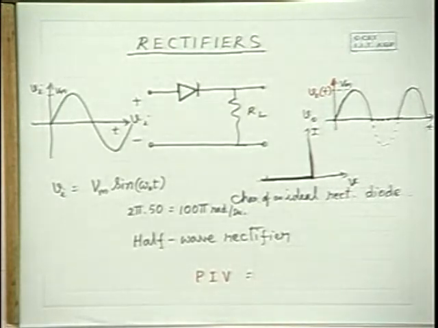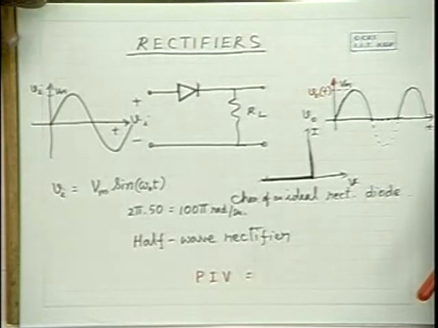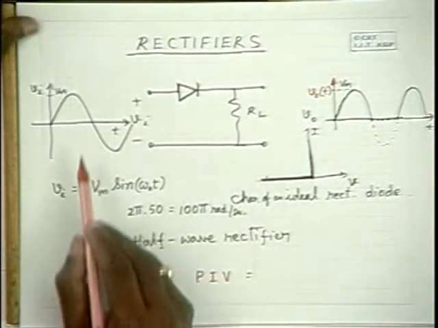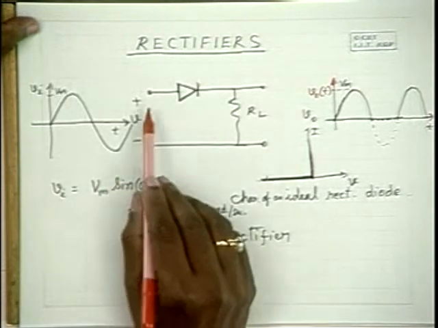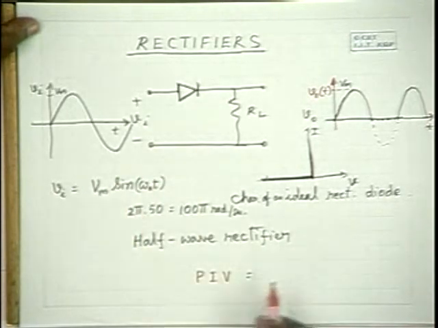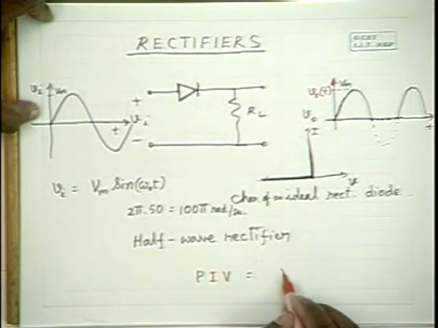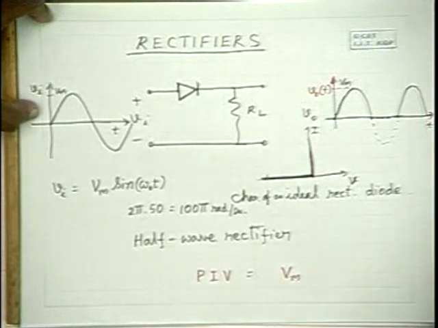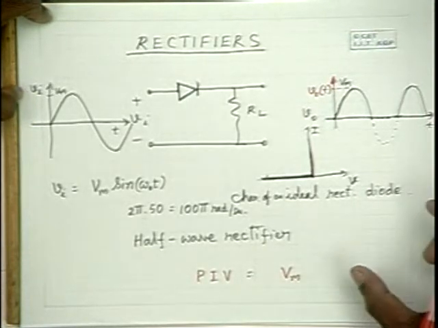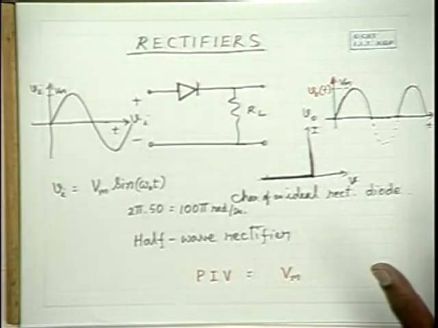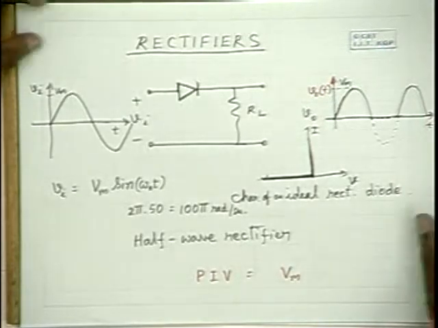What is the maximum amount of reverse potential that is applied across the diode? Naturally, it is during the negative half cycle, and that is equal to Vm. So the peak inverse voltage in the half wave rectified waveform here is equal to Vm. As a circuit designer, you should see that the breakdown potential is greater than Vm. Otherwise, it doesn't work like a rectifier.